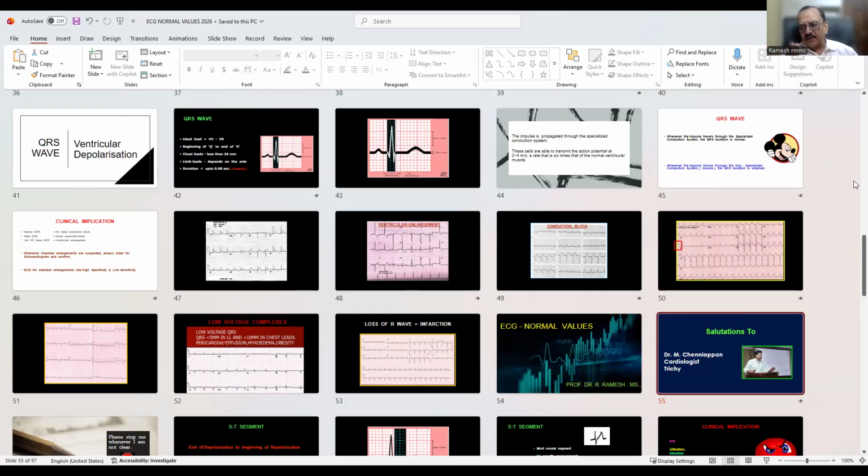Anything less than 0.35, we call a short QT. Anything more than 0.45 is a long QT, but anything more than 0.50 is definitely pathological. 0.45 to 0.50 is a slightly gray area. Sometimes some people will normally have it also. It's a gray area.